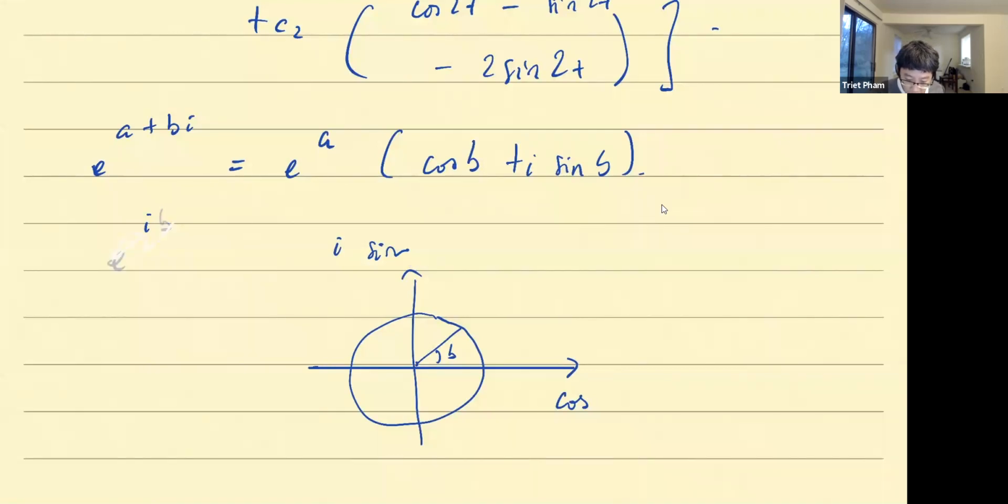So this whole thing really boils down to, on the clock, on the unit circle, cosine plus i sine. So it's really x coordinate, y coordinate.